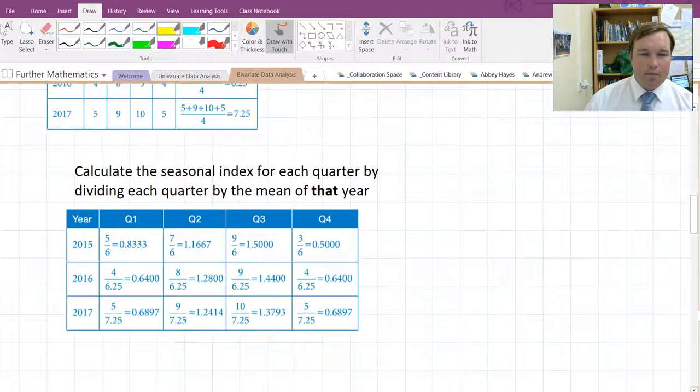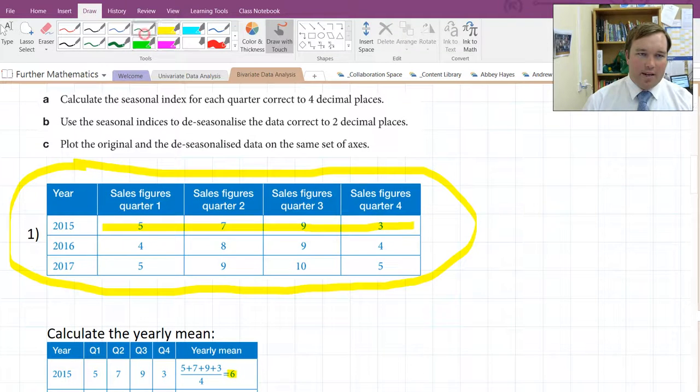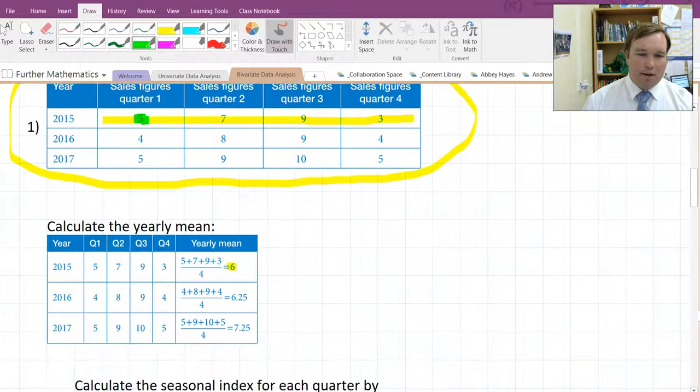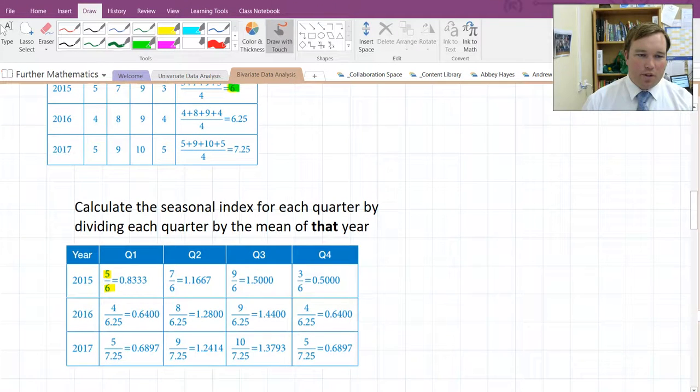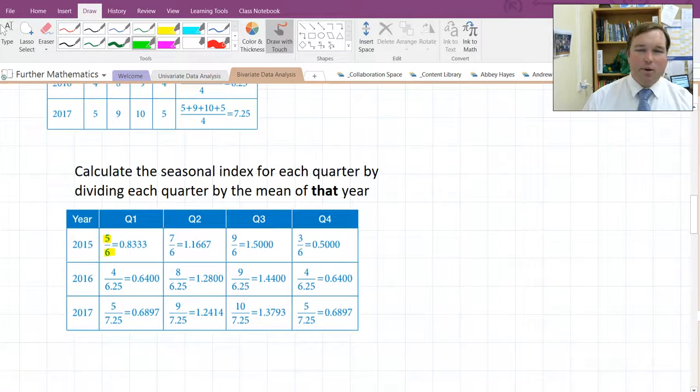Then, we calculate the seasonal index for each quarter by dividing each quarter by the mean of that year. So the seasonal index of each quarter for year 1 is the original of quarter 1, year 1, divided by the average of that year. Original divided by average, original divided by average, original divided by average, etc. And this indicates how good the quarter was for the year. So that was half of the quarterly average, that was 1.5 times the quarterly average, etc.